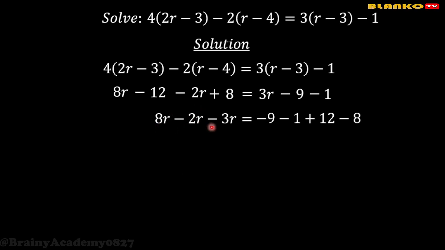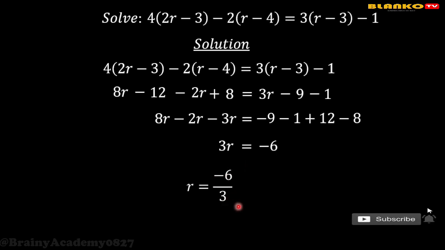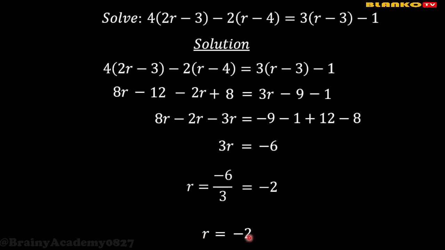So 8r minus 2r minus 3r is going to give us what? 3r equals negative 9 minus 1 plus 12 minus 8 will also give us what? Negative 6. So to solve for r, r is equal to what? Negative 6 over 3. And when you divide negative 6 by 3, you are going to get what? Negative 2. So r is equal to negative 2. I hope you understand.